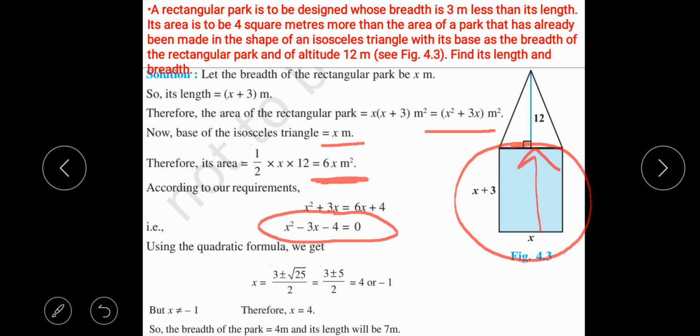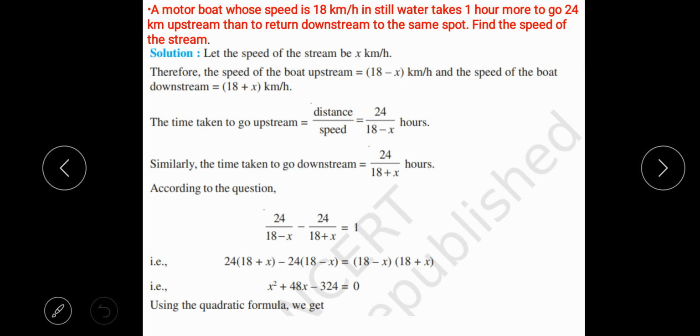You can solve by using any one method, either the factorization method, the quadratic formula, or the completing the square method, but here we are solving by using the quadratic formula. So by using the quadratic formula you will get two values, 4 and minus 1, but here the length can't be negative, therefore we are considering x equal to 4 only. So hence the breadth of the park is 4 meter and the length is 4 plus 3, that is 7 meter.